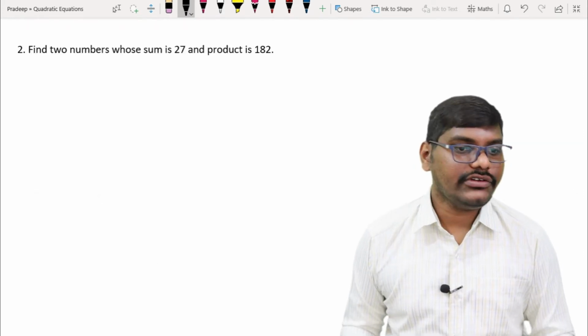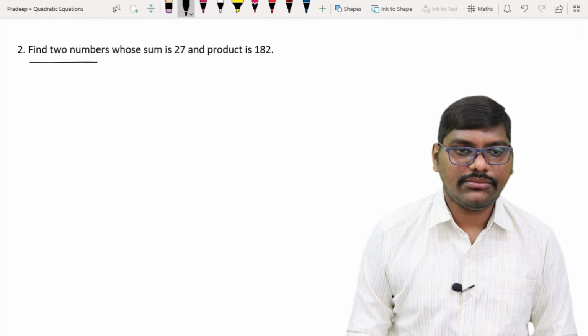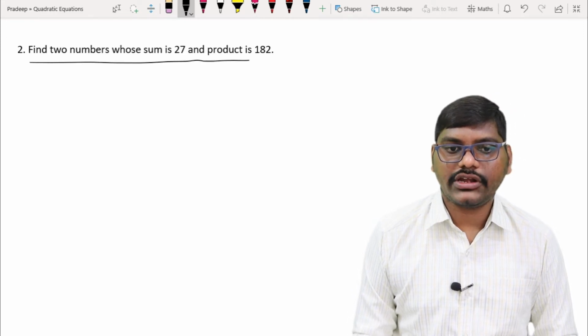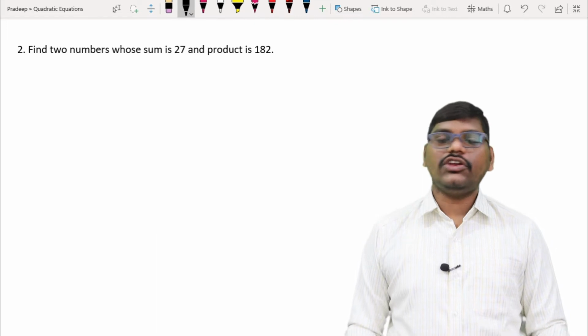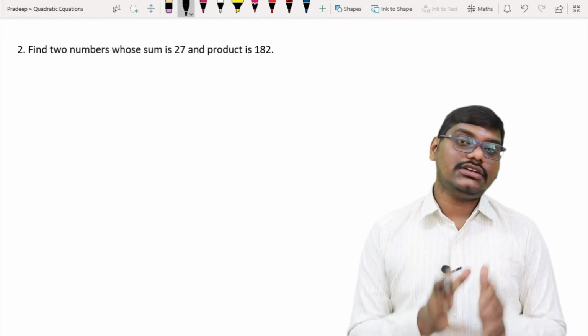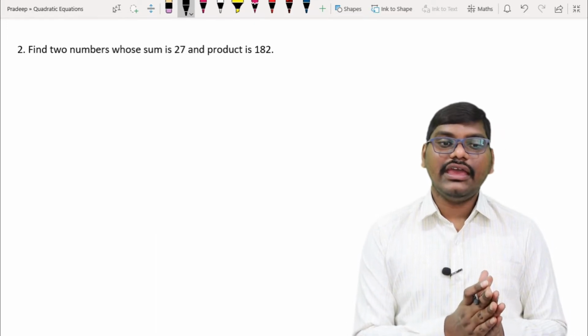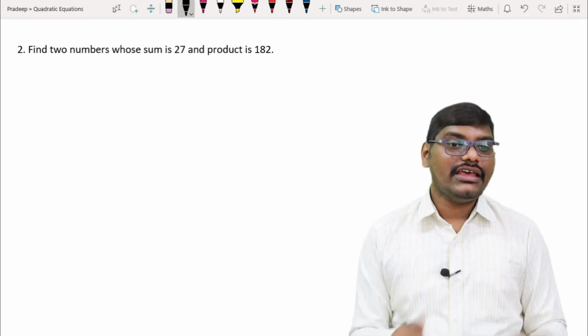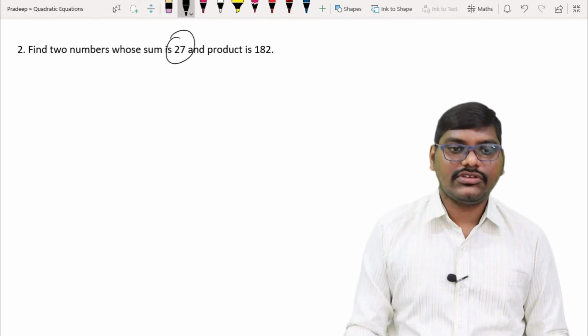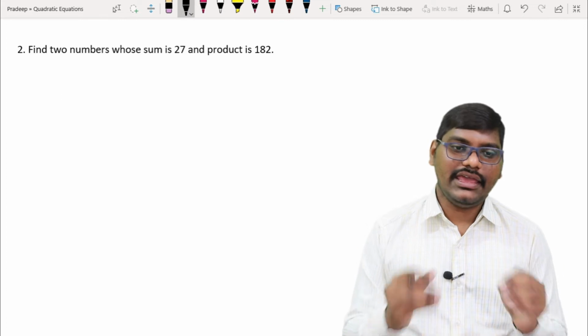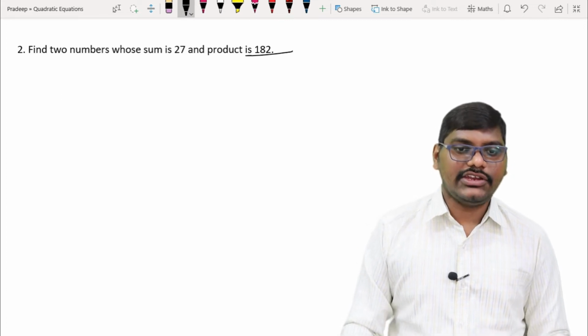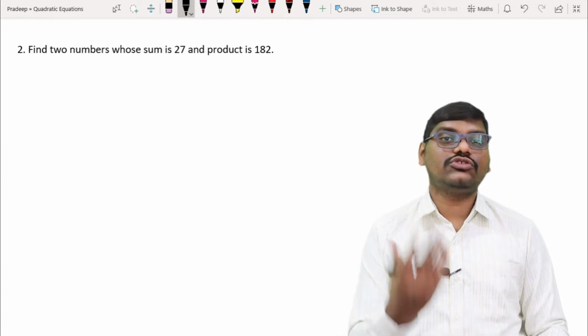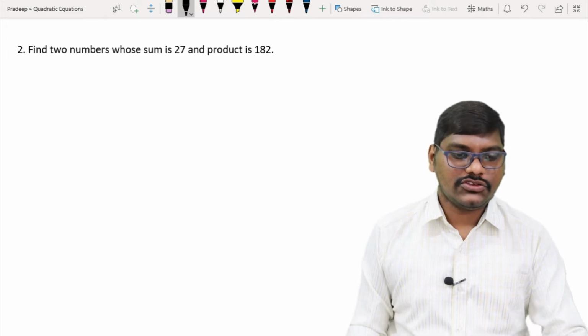Let's see the very second question. The question says, find the two numbers whose sum is 27 and product is 182. So we don't know what the numbers are, but when we add the two particular numbers, we get the value 27, and when we multiply the same numbers, we get the value 182. So now we should find out what those two numbers are. Okay, so let's do that.